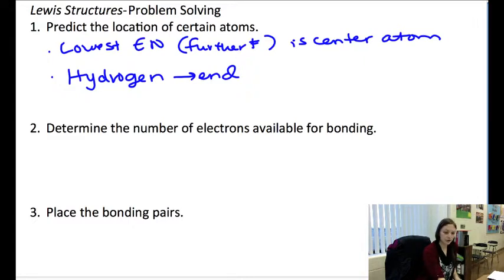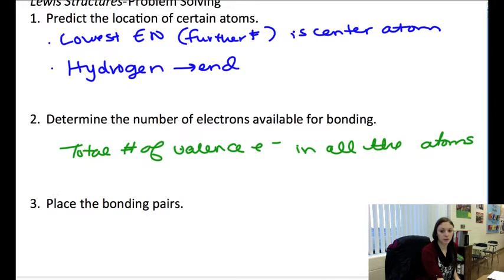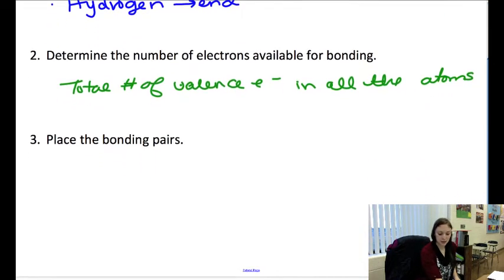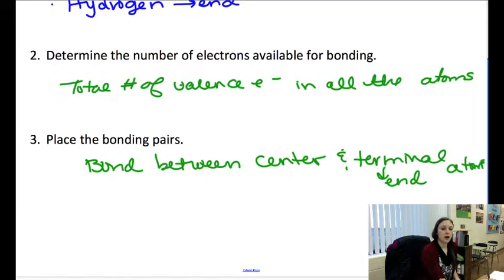The second step then is to determine the number of electrons available for bonding. So what I look at is the total number of valence electrons in all the atoms. That's why it's total. Look at everything you've got. You add them all up. Remember, valence electrons you figure out based on the group number. Then I place the bonding pairs, which means you place a bond between the center and all of the terminal atoms, which means all of the ones on the end. So now I've got them all connected.